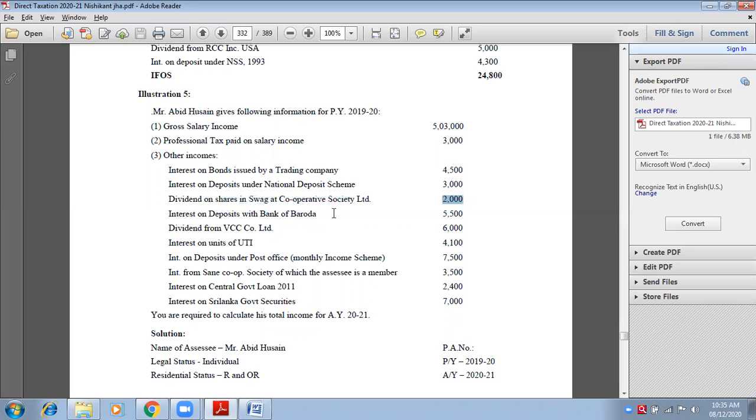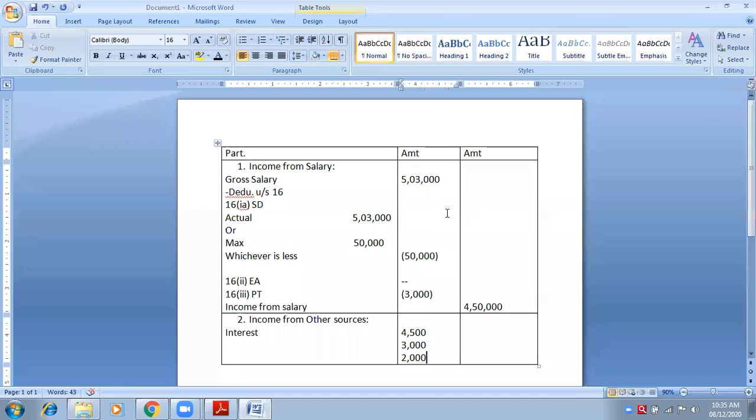Okay. Next. Interest on deposits with Bank of Baroda, 5500, fully taxable. So here I will write 5500 fully taxable. You can write the statements later on.